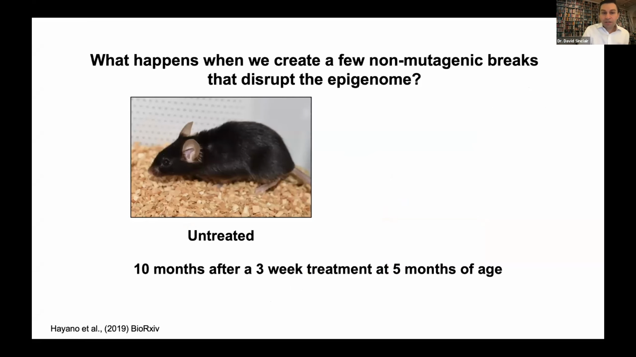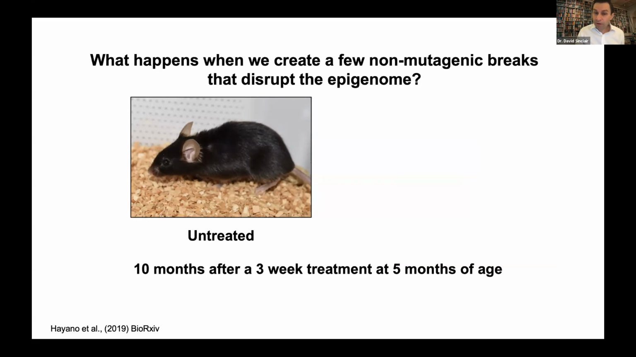To cut to the chase, I want to tell you what happens when we create a few of these non-mutagenic breaks. We don't leave mutations, that's important. And we also don't disrupt genes that are around the break. The changes to the genome and epigenome happen very far apart, megabases away, primarily because of this relocalization. So this mouse was treated with the system, but it lacked the enzyme, so it didn't experience any additional DNA breaks. So its epigenome 10 months later looks just like a regular middle-aged mouse. And you can see it looks pretty healthy.